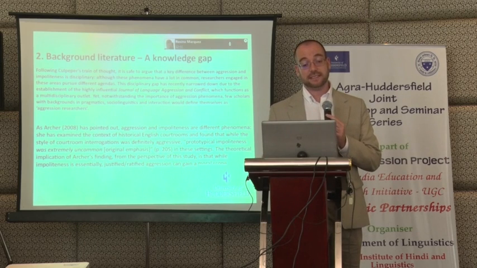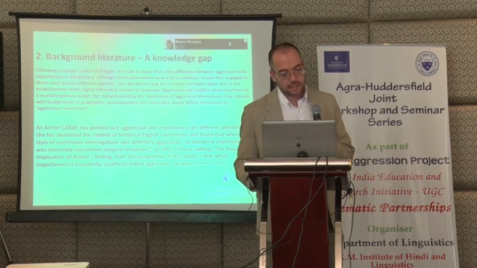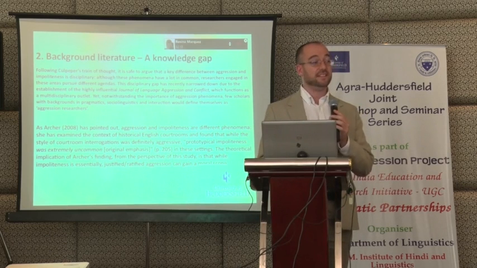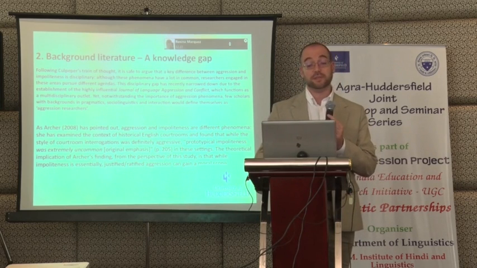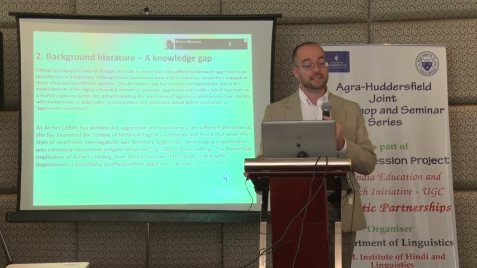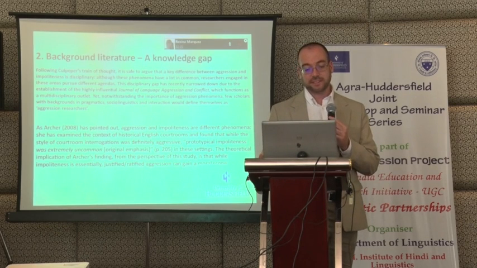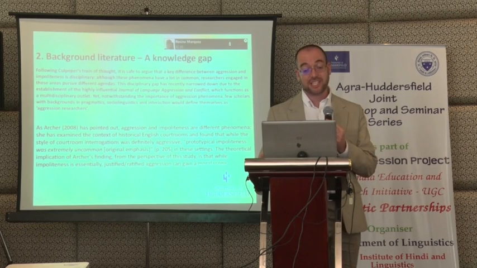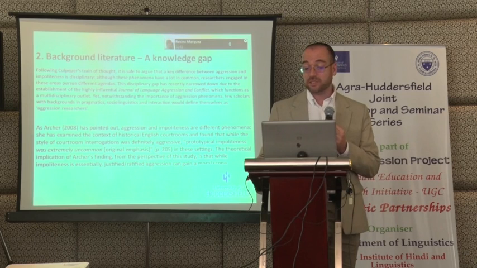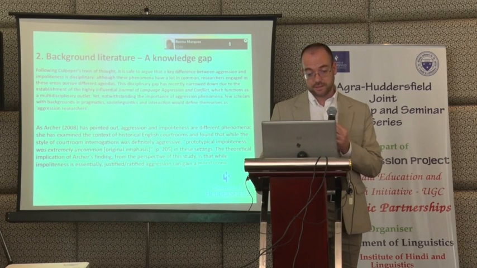And I think it's safe to argue, and I'm going to the next slide now, that the key difference between aggression and impoliteness is disciplinary, but not just. For example, Dawn Archer in her 2008 study, which hasn't been widely cited, although I think she made an extremely important point, pointed out that aggression and impoliteness are different phenomena. So for example, she examined the context of historical English courtrooms and found that while the style of courtroom interrogations was definitely aggressive, prototypical impoliteness was extremely uncommon in this setting.